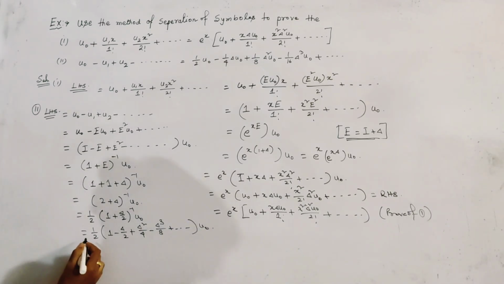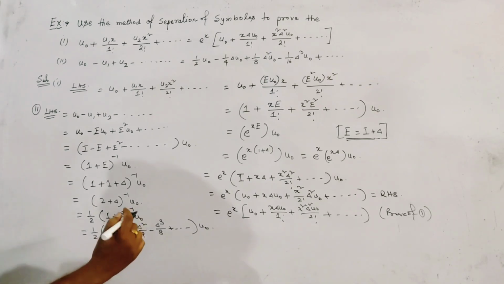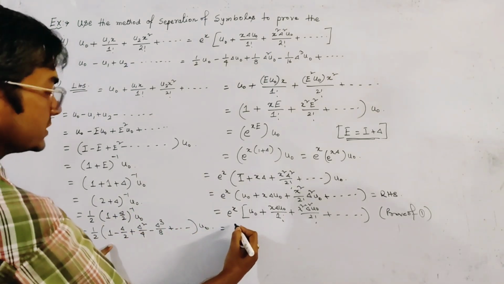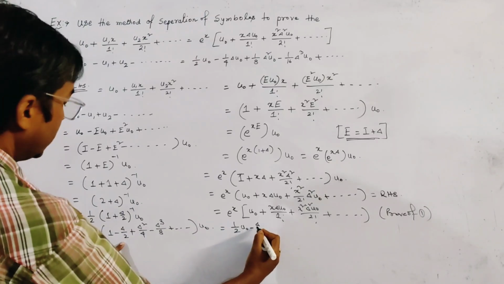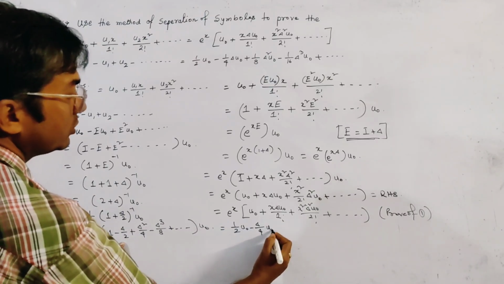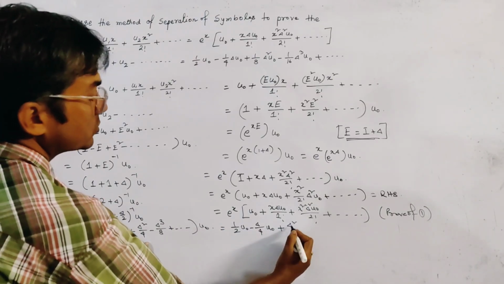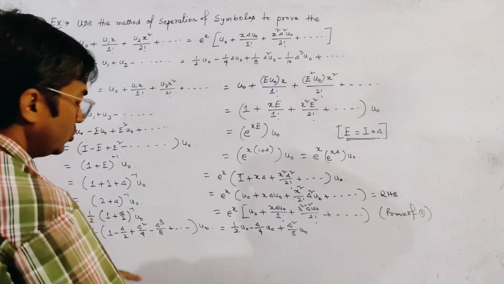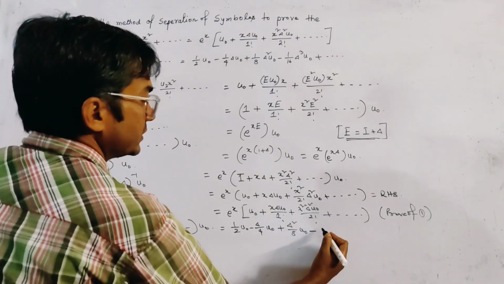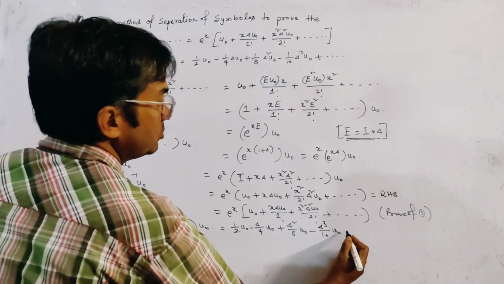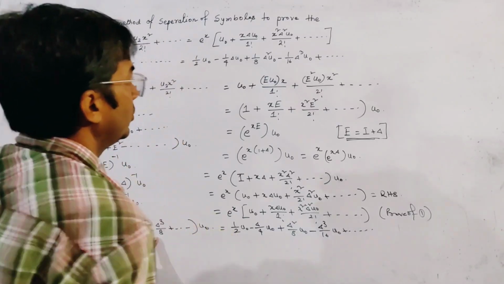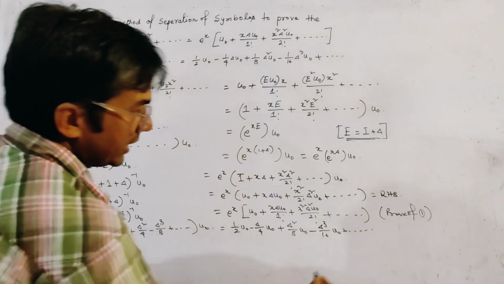Okay, and by multiplying half we get the result as half into u0 minus delta by 4 into u0 plus delta square by 8 into u0, and this term is delta to the power cube by 16 into u0, and so on. Okay, and clearly this is the right hand side.